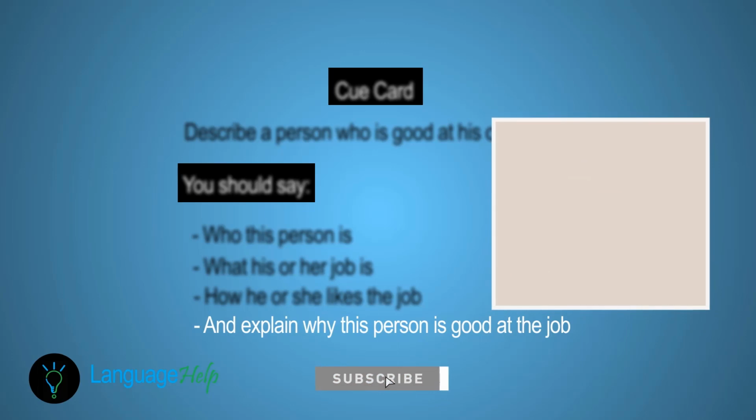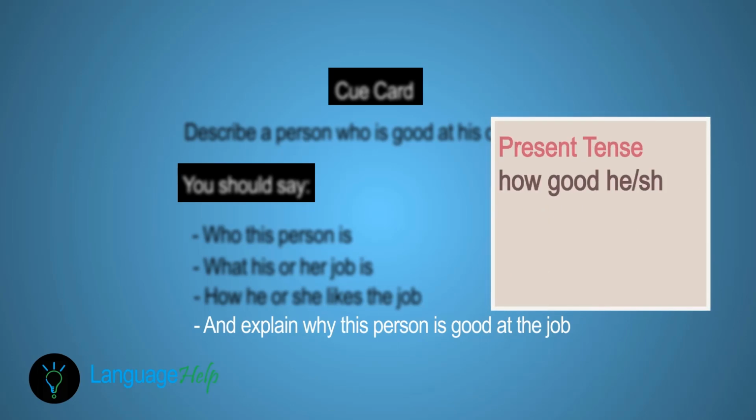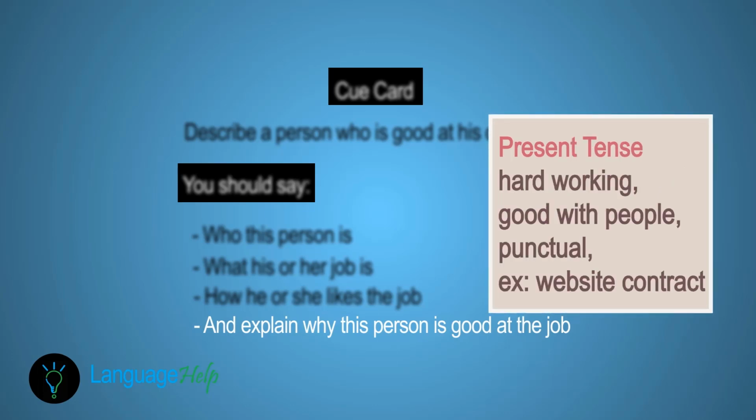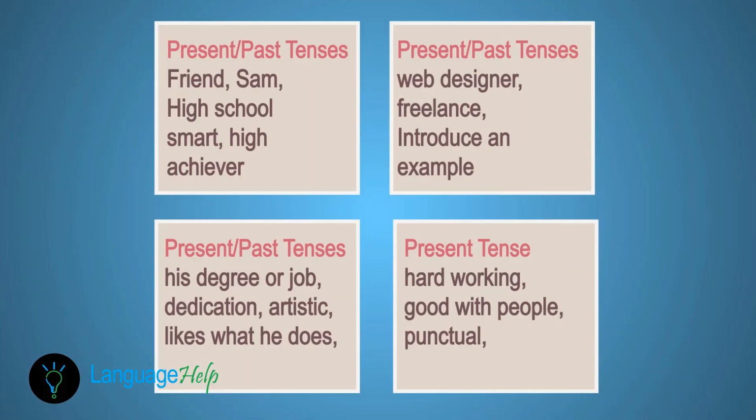Now, the final cue is to explain why this person is good at their job. The first thing I do is establish the tense. Then I will have to think of examples to validate my argument. Now that I have all my boxes ready, I will have to start speaking.